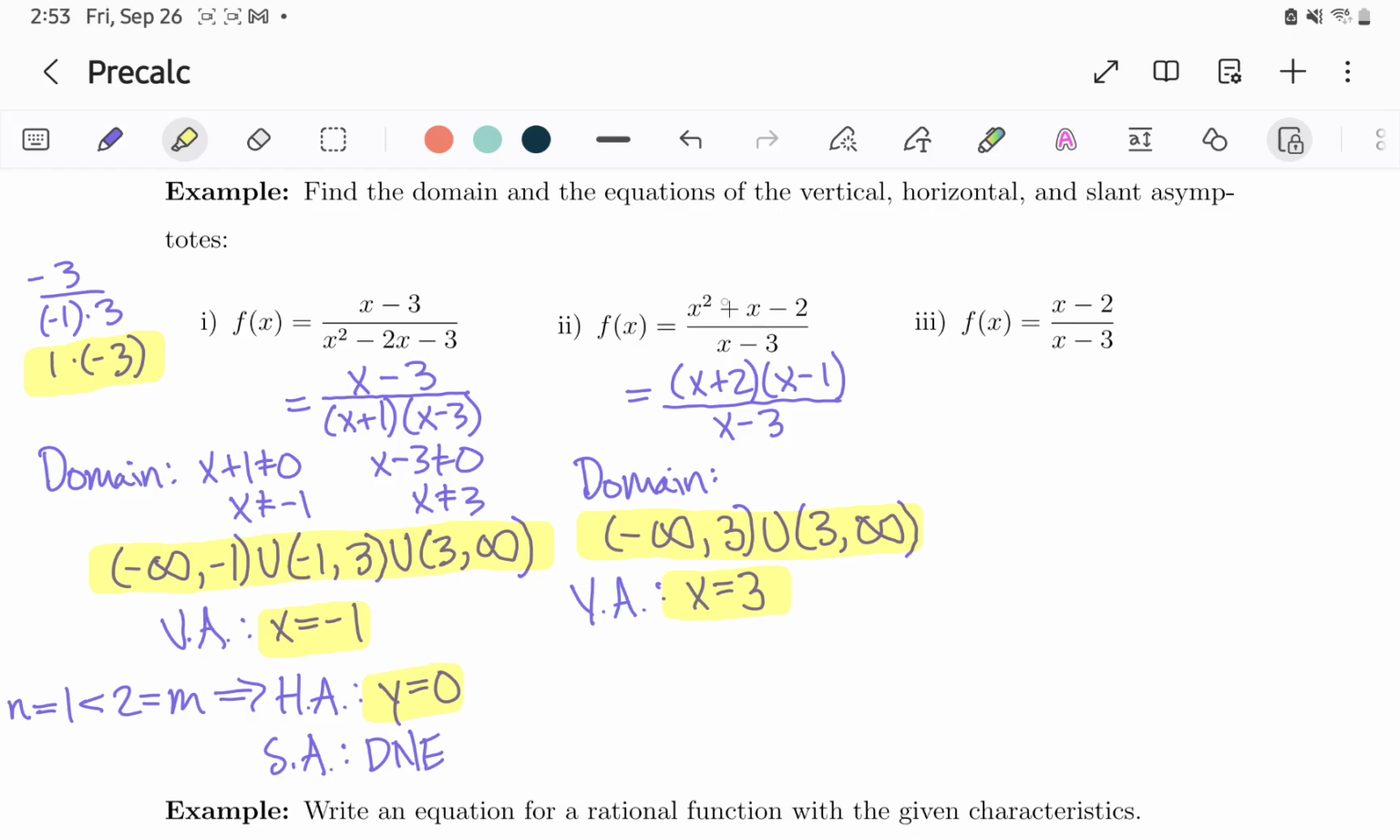here we have that the degree of the numerator is 2, and the degree of the denominator is 1. And so we said in that case there is going to be no horizontal asymptote, but there is going to be a slant asymptote.